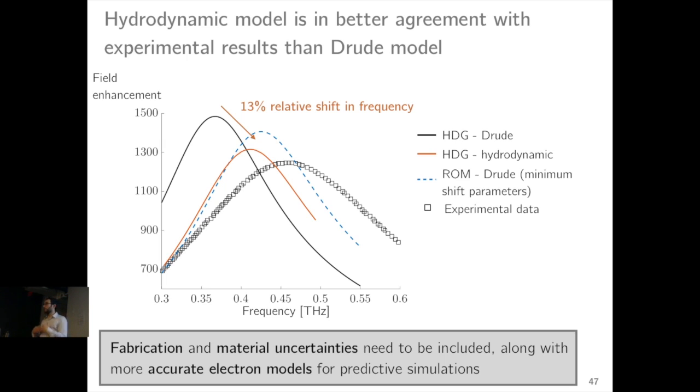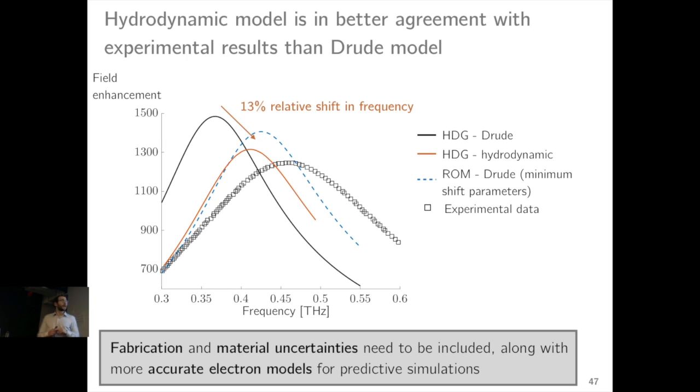But again, by considering this more advanced model for the electron motion, we're still not able to fully bridge the gap between the simulations and the data. And the main conclusion here is, first of all, the fact that before we were certainly not capturing the physics. We were missing something in our previous model. And this something is these non-local interactions that are fully captured by the hydrodynamic model for metals.